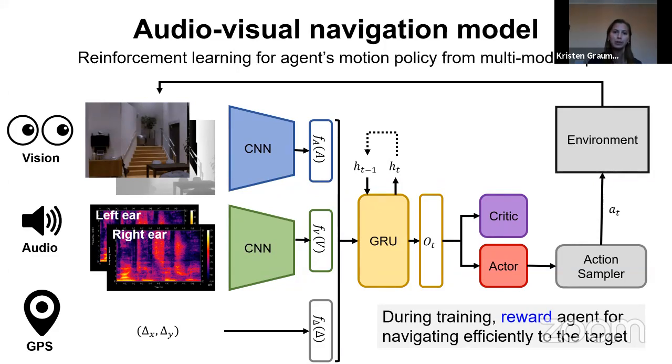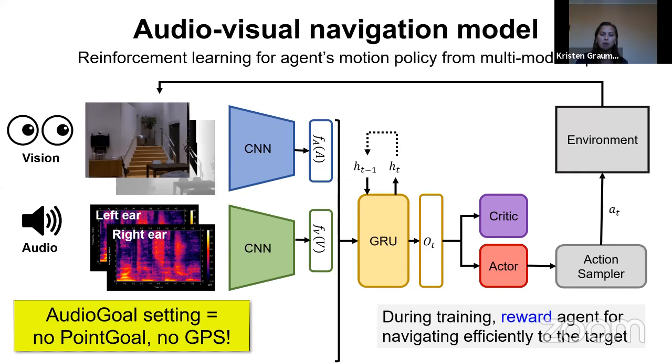Okay, so we're training up a policy that'll tell the agent how to move in order to solve this audio goal task. Now, importantly, we are very interested in this case where there is no point goal telling us where the goal is, and there is no GPS sensing. So in the results I'll show you shortly, we are going to consider the case where we have this point goal or GPS pointer and cases where we don't. We only have the eyes and the ears.